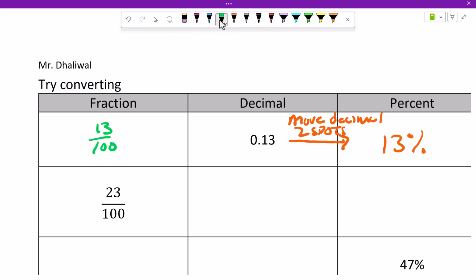Okay, next up. 23 over 100. What is that as a decimal? 0.23. It's out of 100, so you can just move it 2 spots to the left, or you could use your calculator, 23 divided by 100. Percentage, what is it? 23. Move the decimal 2 spots to the right.